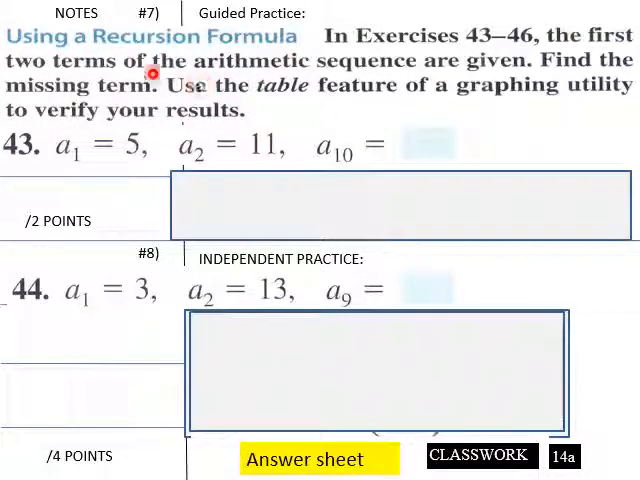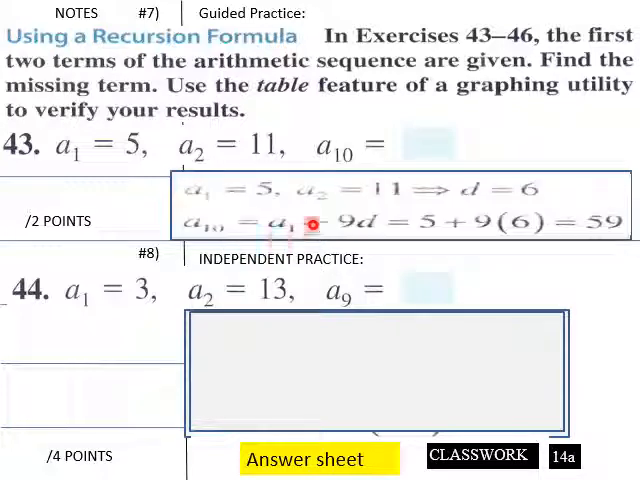So let's try one now. The first 2 terms of the arithmetic sequence are given. So you got a1, a2, 5, and 11. What is a10 here? Use the table feature of a graphing calculator to verify your results. So by using your graphing calculator, students, you come up with a1, a2, and then our d here would be 6. So we got 5 plus 9 times 6 would equal 59 in that situation here.